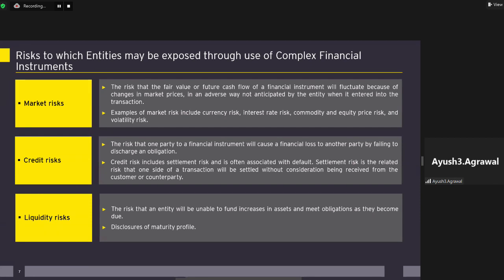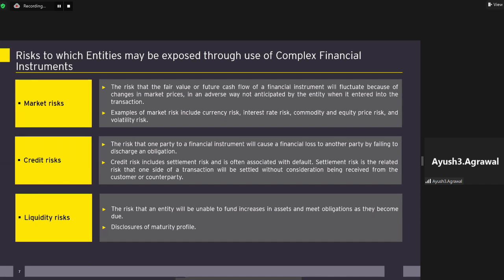Similarly, liability, if you see a bank borrowing is a financial liability because it's a contractual obligation to deliver cash. Any loan obtained from a related party or any other party, or any working capital obtained from a related party or an unrelated party, all those are contractual obligation to deliver cash. So those are financial liability.